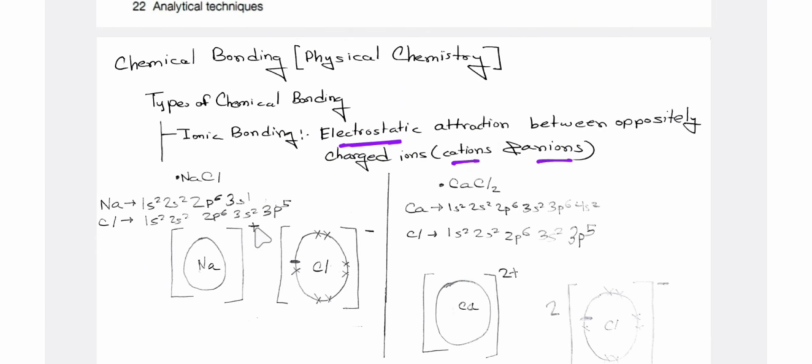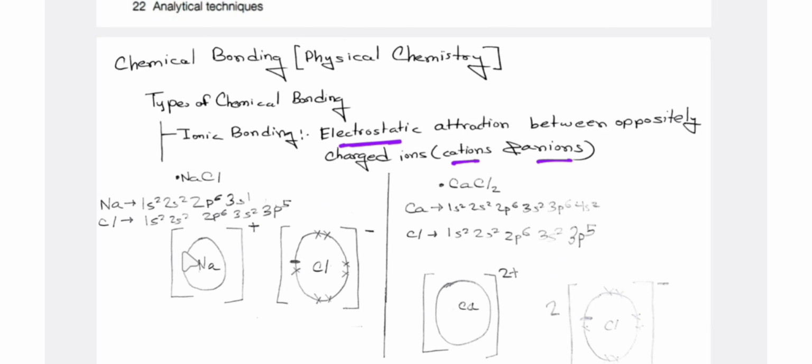For example, this is a positively charged sodium ion, and this is a negatively charged chloride ion. So sodium chloride forms an ionic bond, by electrostatic attraction between cations and anions. How can we show the bonding for sodium chloride by a dot and cross diagram? Sodium has 11 electrons, so 1s2, 2s2, 2p6, 3s1. Chlorine has 17 electrons, so 1s2, 2s2, 2p6, 3s2, 3p5.